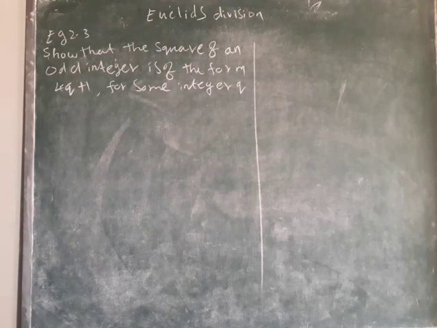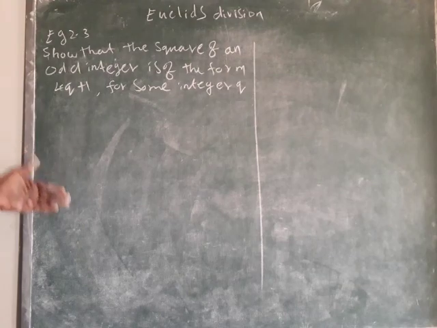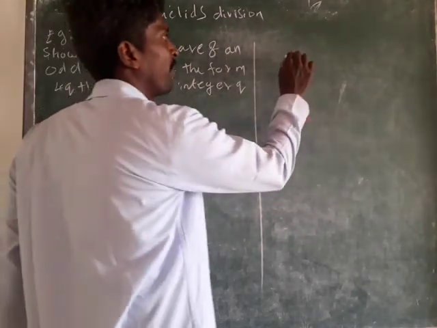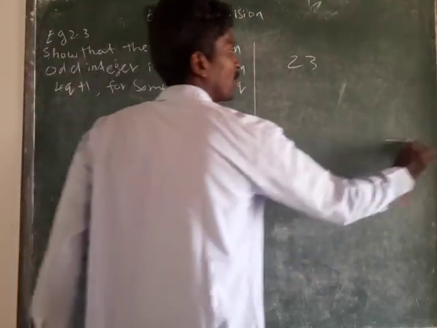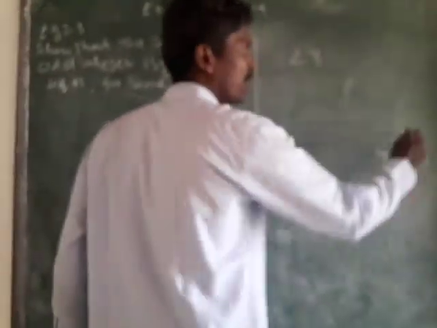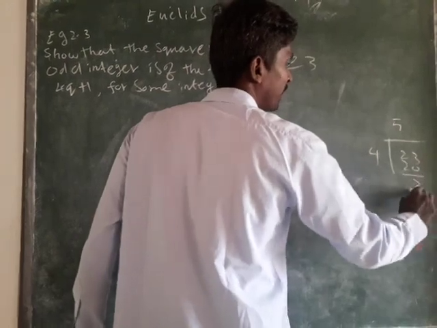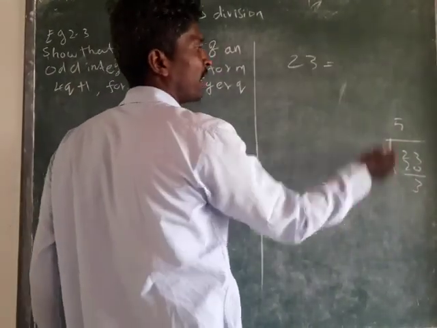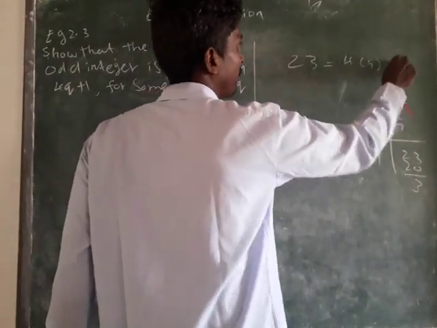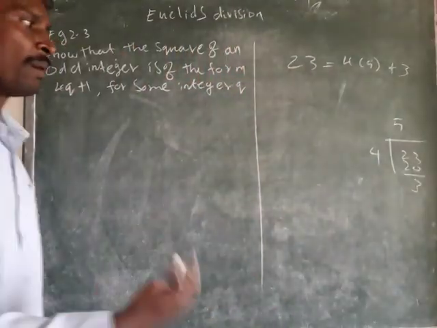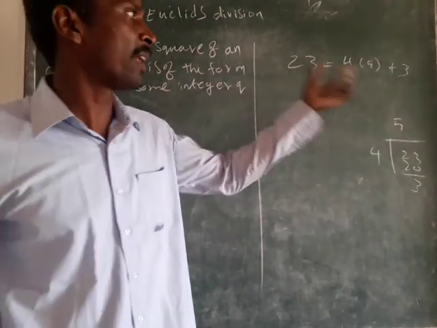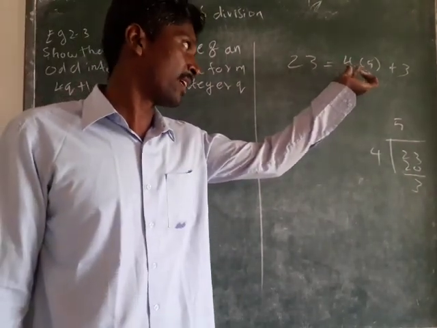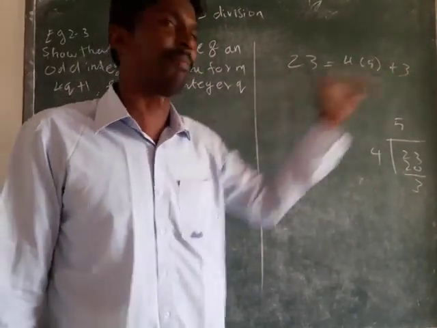For example, as we explained in 2.1 and 2.2, take an odd number, 23. I divide it by some other value, so 23 divided by 4. 4 fives are 20, with remainder 3. So 23 we can write as 4 into 5 plus 3. Maybe 23 we can write in any other form too. So the same number we can write as quotient, divisor plus remainder.